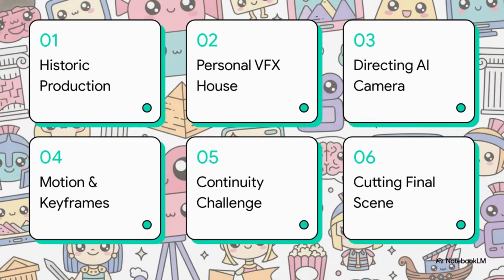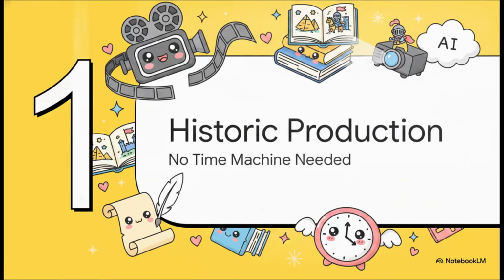Okay, let's map out our masterclass for today. First, we'll look at the historic production problem, then setting up your personal VFX house, directing the AI camera, and mastering motion and keyframes. After that, we'll tackle the historical continuity challenge, and finally, cutting the final scene. Starting off with Section 1, the historic production problem, where thankfully no time machine is required.